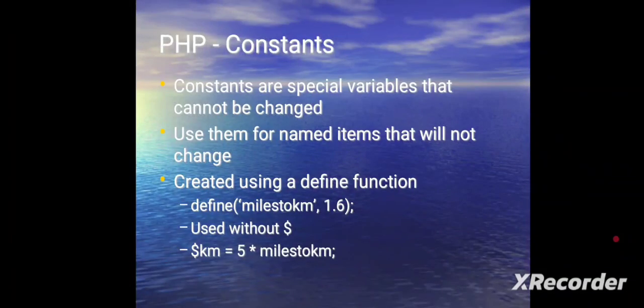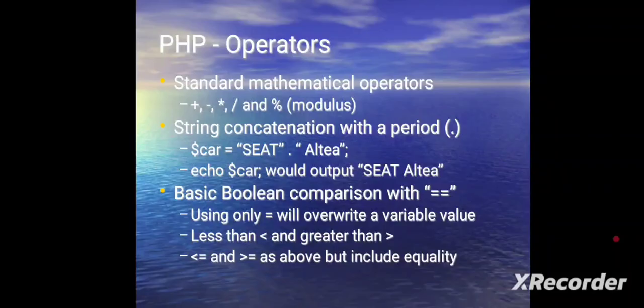The next one is constants. Constants are special variables that cannot be changed. During execution, the constant value cannot be changed. Use them for named items that will not change. The next one is operators. We can use standard mathematical operators like addition, subtraction and multiplication. For string concatenation we use a dot; the dot operator adds two strings. Next, basic boolean comparisons with the double equal operator.